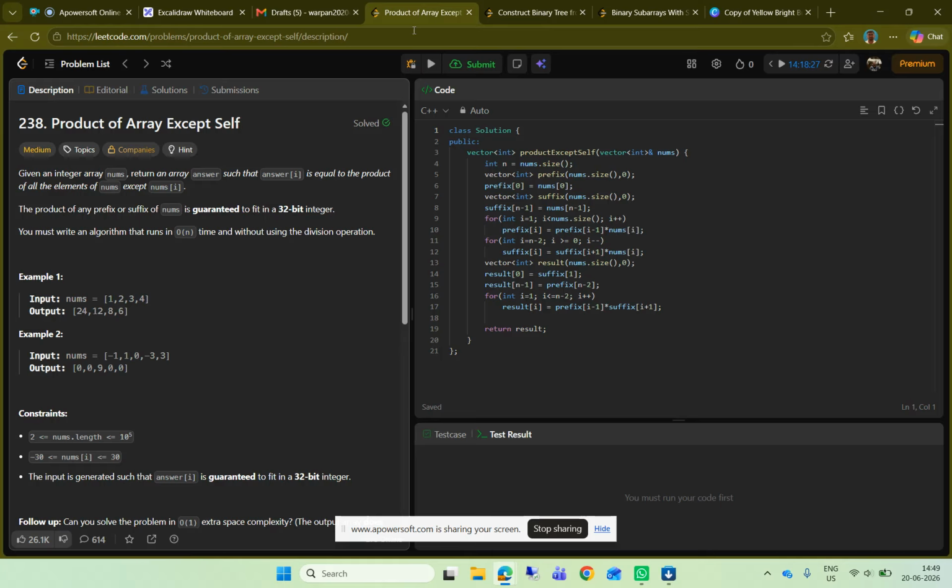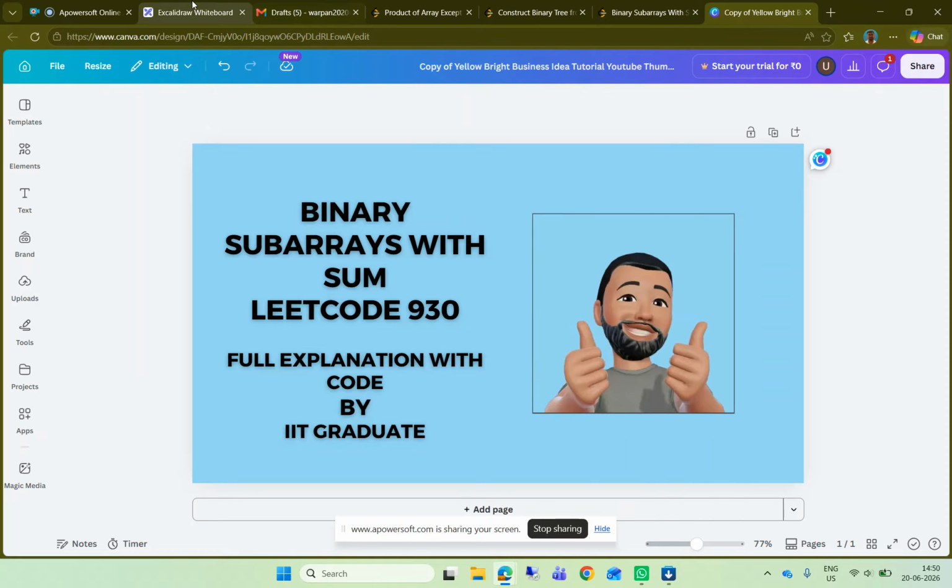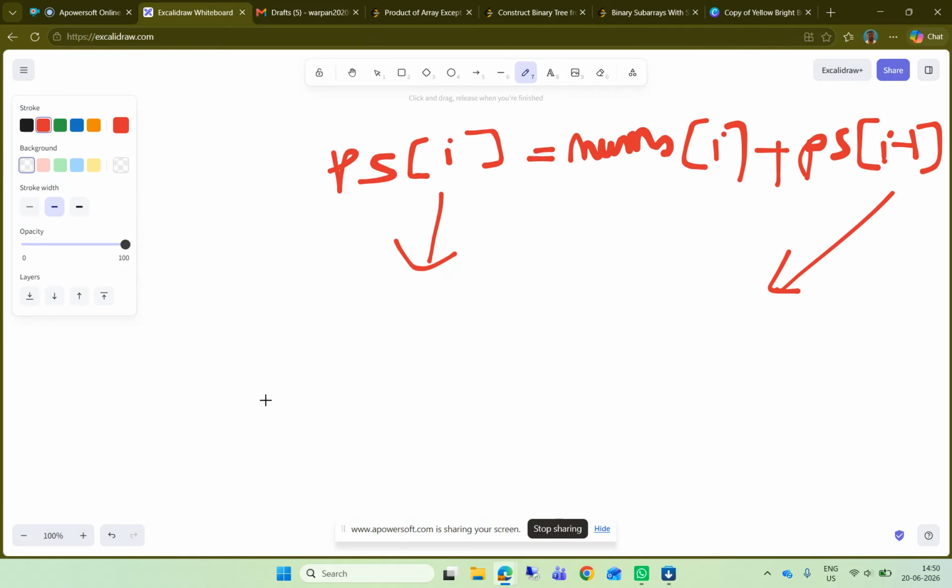If you look at the problem, the numbers in this problem are only 0 and 1, which means there are no negative numbers. That means the prefix sum would always be increasing, right? Either it will be the same or it will be increasing. So how we can use that is, for example, we have values in the vicinity of a particular check index. I'll come to what it is, but these are the values, right?